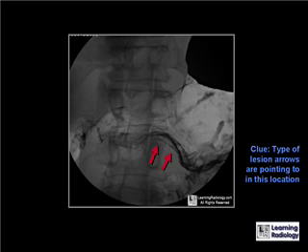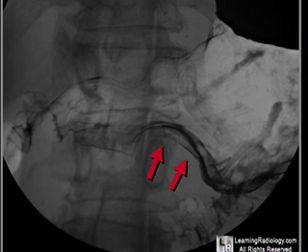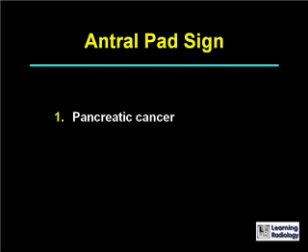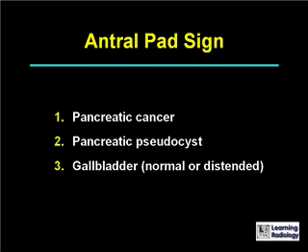This is the next differential diagnosis. The differential is for an antral pad sign. There are 3 main causes. The 3 main causes of an antral pad sign are pancreatic cancer, a pancreatic pseudocyst, or an enlarged or sometimes normal gallbladder.